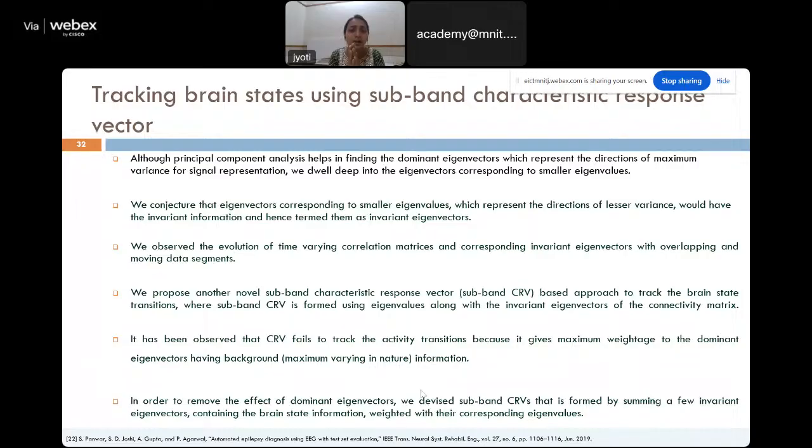So we have devised subband CRV, which is basically taking only a block of eigenvectors weighted with the eigenvalues. So instead of summing all the eigenvectors, we can just choose the eigenvectors which will be having the relevant information. I'm not saying that always we should consider the dominant ones or the least dominant ones. It depends on the situation which is having the information. They all are having some information, but which information we are interested in for that particular application. So in this situation, we wanted to capture the invariant information or static information of the brain state. So we have focused on invariant eigenvectors.